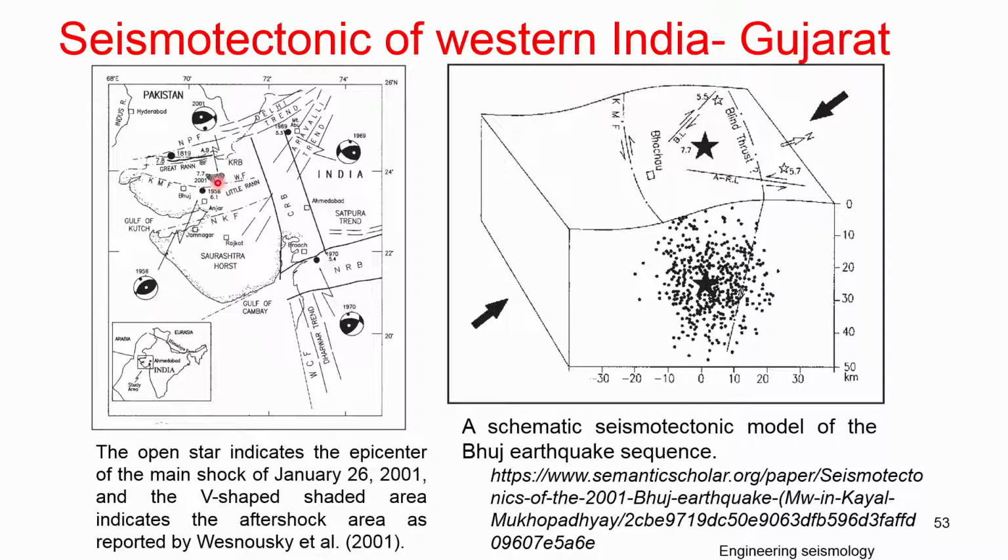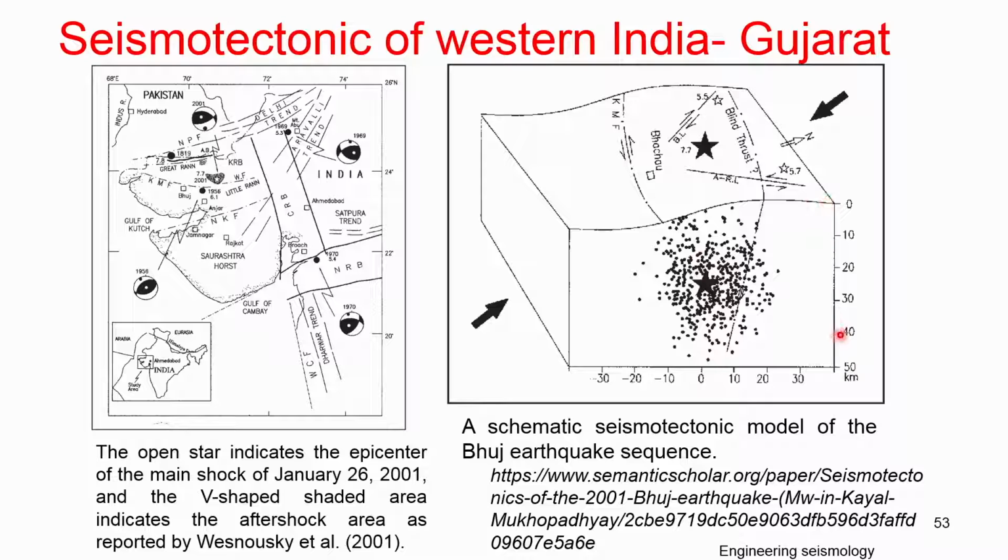This indicates a V-shaped aftershock area reported by Vene sky, where he kept the measurements and has also given the beach ball. Here you can see the beach ball. You can see there is a complex fault and fold present in this region. That's why you get a relatively bigger earthquake compared to the rest of the peninsular Indian part. This is another beach ball showing the source mechanism.